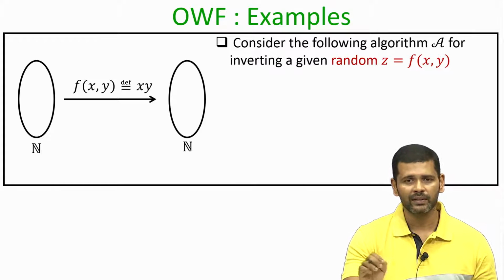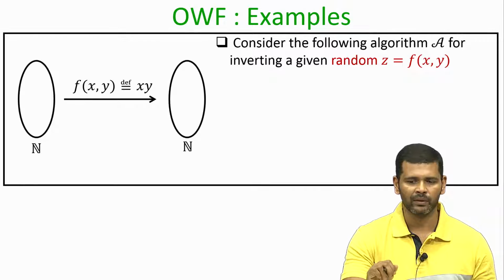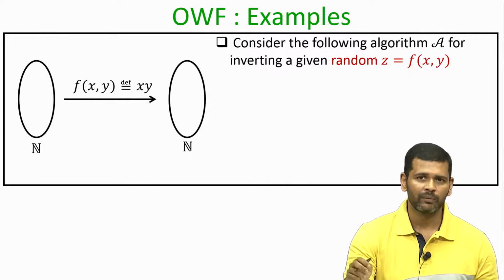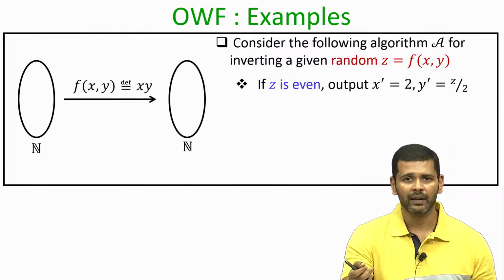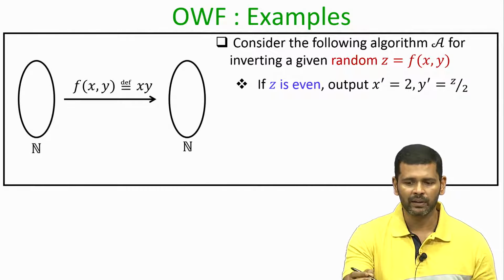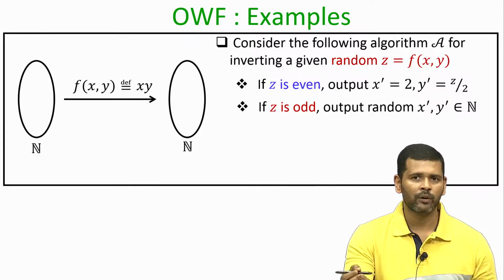It turns out that there indeed exists a simple algorithm to find one of the pre-images, and the algorithm is as follows. You are given a random sample z, which is the output of the function on a pair of unknown inputs x comma y. The algorithm checks whether z is even or odd. If z is even, then the algorithm outputs the following pair of pre-images: the first pre-image x dash is 2 and the second pre-image y dash is z by 2. That is a pair of inputs which would give you the output z. Whereas, if the sample z given to you is odd, then you just randomly output x dash comma y dash from the set of natural numbers.